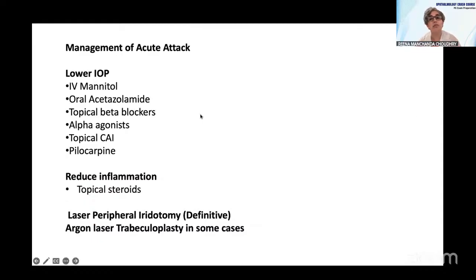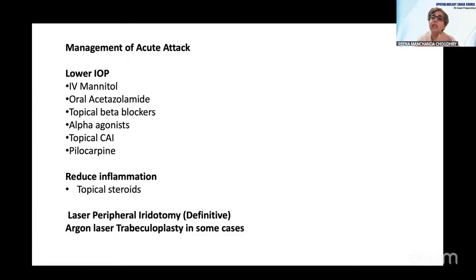It's basically go all out because the pressures are very high and you need to try and salvage the nerve from the acute damage. So you can give them IV mannitol, oral acetazolamide, topical beta blockers, topical alpha agonists, even topical carbonic anhydrase inhibitors. Pilocarpine can be given too, but pilocarpine will sometimes not have an effect in the early stages when the pressures are very high.